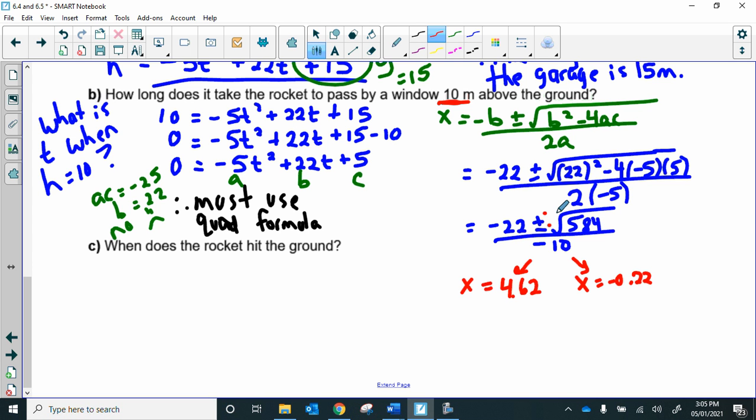Which one actually makes sense? How long is it going to take the rocket to pass? Is it going to take negative 0.22 seconds? Absolutely not. That does not make sense at all to have a negative. So therefore our answer is 4.62. It will take approximately 4.62 seconds.